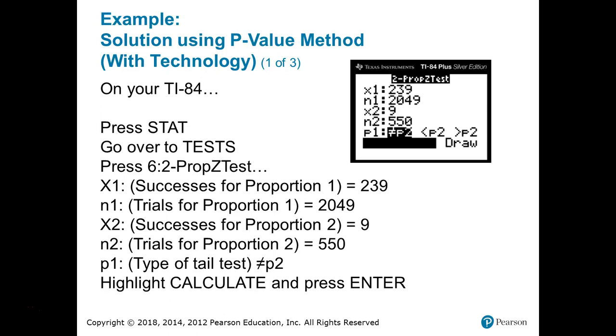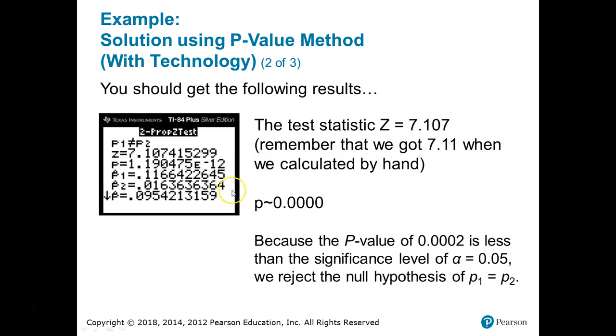Okay, now let's solve this a much easier way using our TI-84. So you're going to hit Stats, go over to Tests, so hit the right arrow twice, press 6 or just hit the down arrow until you highlight 6, 2-PropZTest, and then enter your 4 values right here: your x1, your n1, your x2, your n2, and then what kind of tail test you're going to be doing. Highlight the Calculate button and then press enter. So you should get the following results.